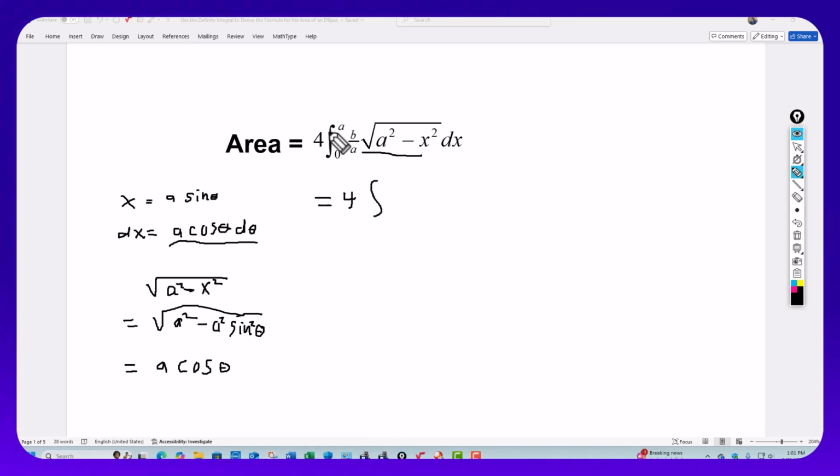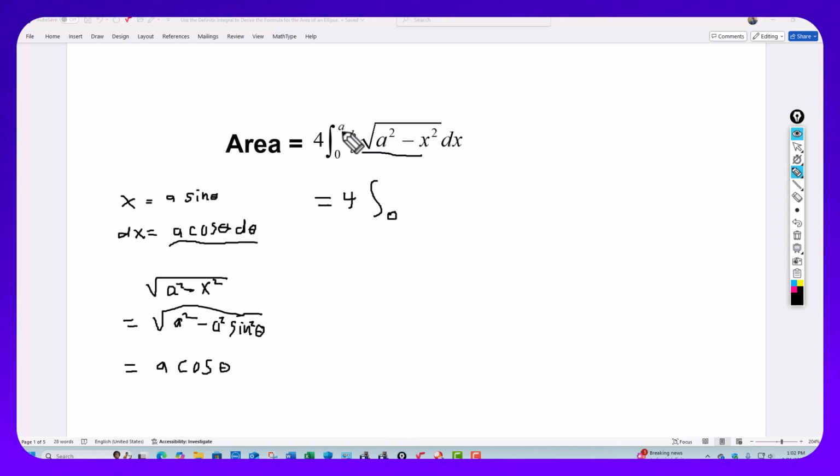Remember, these are for x. X equals 0 to x equals a. Now we want theta. So when x is equal to 0, we had sine theta divided by a times 0 is 0. Sine theta is 0 then, or x is 0 then, so sine theta equals 0. That means theta is equal to 0.